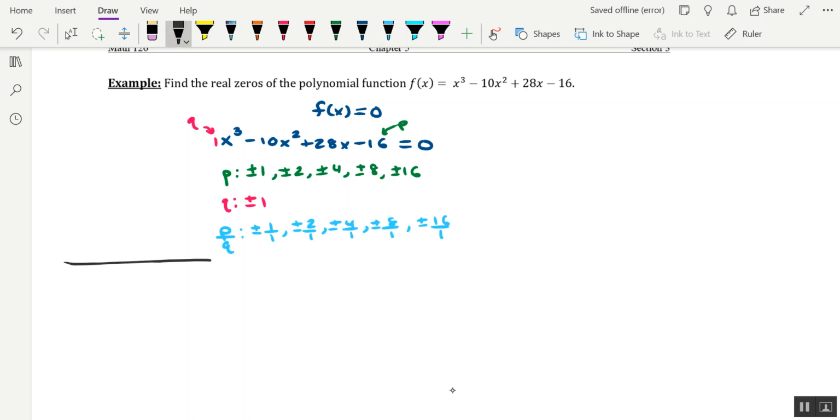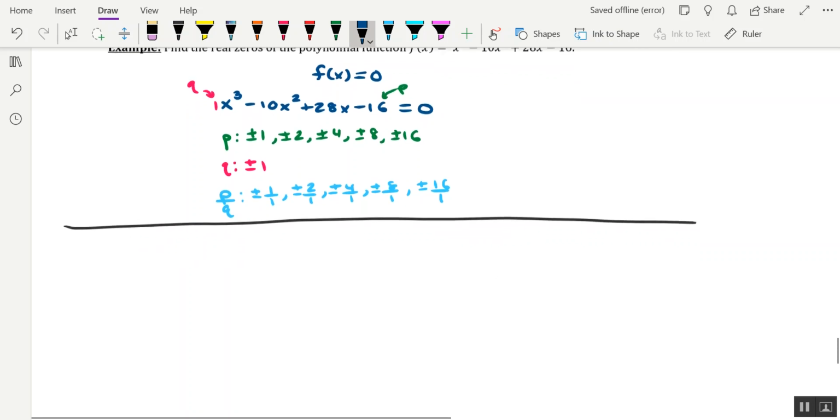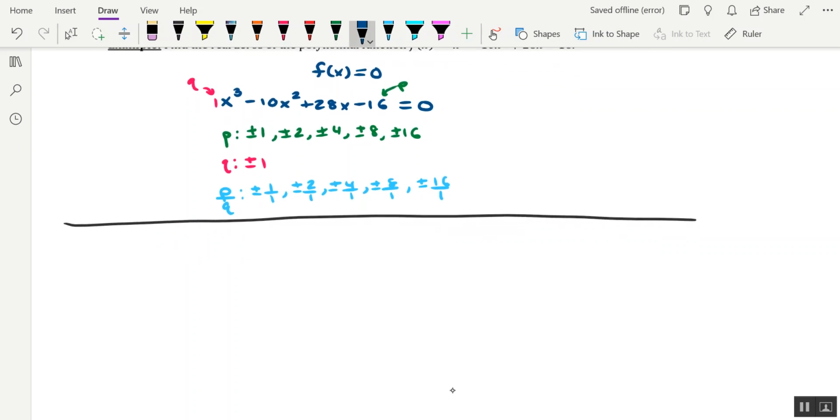Now with that, there's way more fractions than zeros. So we're going to have to graph our polynomial function in the graphing calculator as y1 equals x cubed minus 10x squared, so on and so forth. And by graphing the polynomial in the graphing calculator, we can make an educated guess as to which one of those fractions might be a 0.